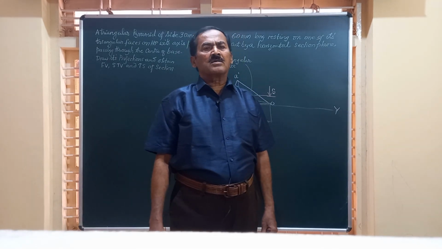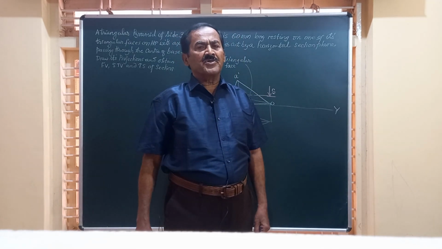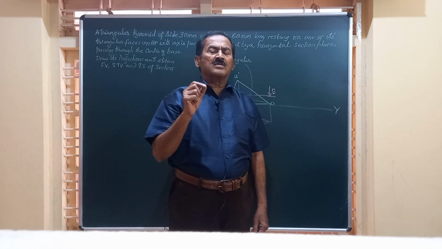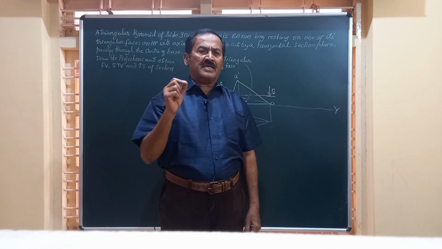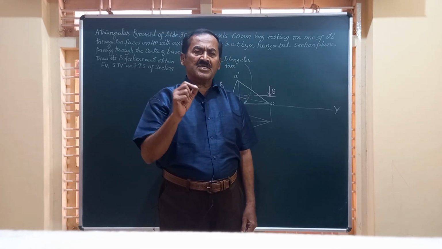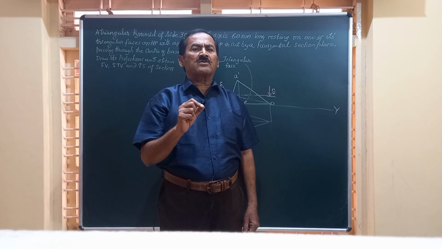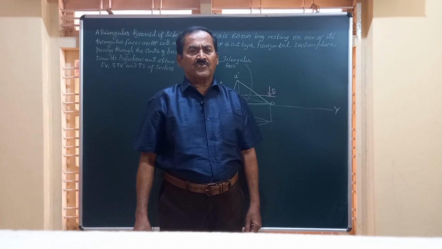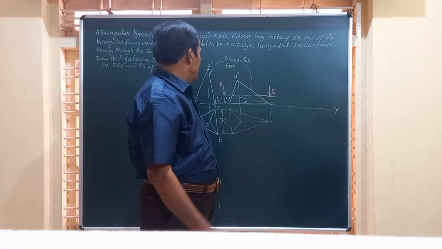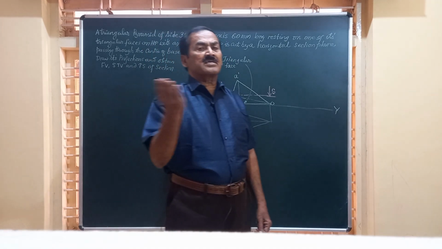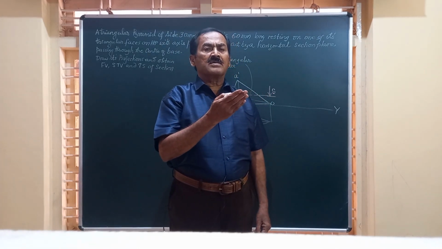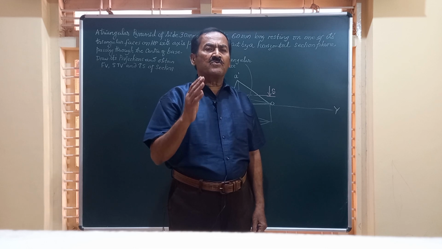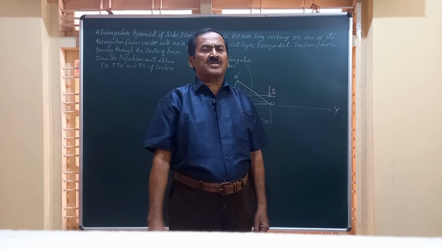In today's video, we are going to work out a problem on the section of a triangular pyramid which is resting on one of the triangular faces on HP with the axis parallel to VP, and that is being cut by a horizontal section plane, and we are required to draw the sectional top view, front view, and true shape of the section.